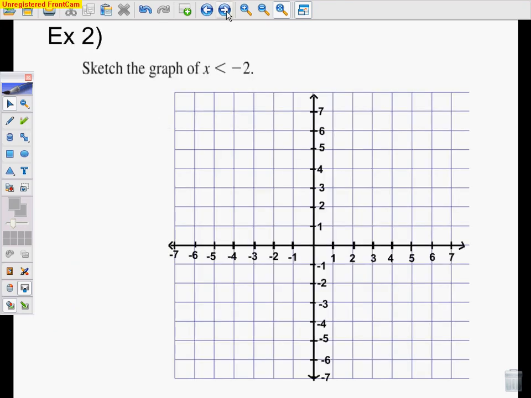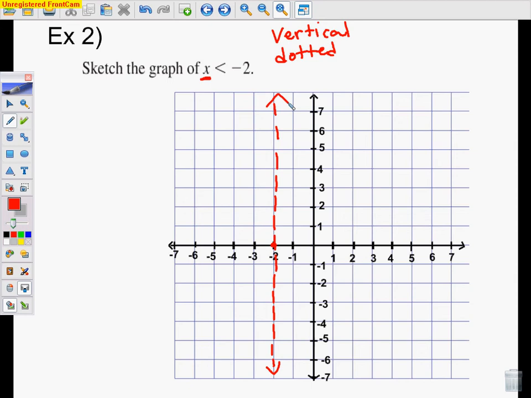So this one says sketch the graph of x is less than negative 2. A couple things that you should keep in mind. Number one, whenever you have just x in an inequality or an equation, that's going to be a vertical line. And because this is a less than symbol, we know that this line is going to be dotted. So when I graph this, I'm going to go to my x-axis, go to negative 2, and make a dotted vertical line through negative 2.